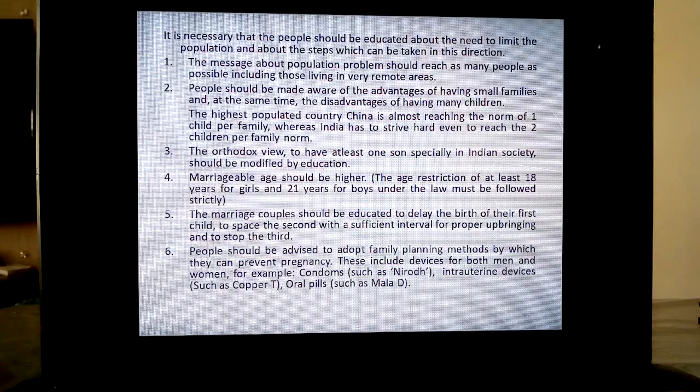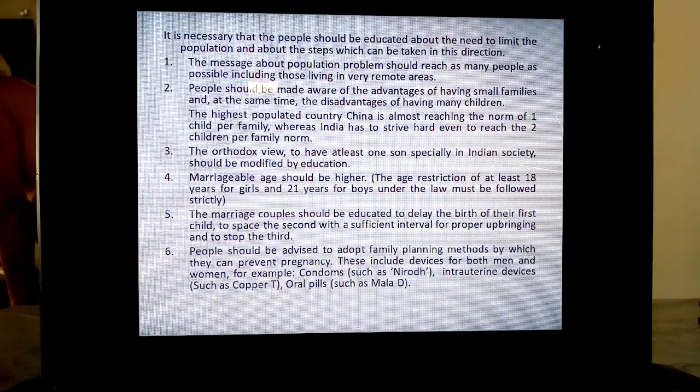Marriageable age should be higher. The age restriction, at least 18 years for girls and 21 years for boys, under the law must be followed strictly. Even today, child marriages are still seen. May not be that widespread, but still it is seen. Whatever the reason, child marriages are going on.